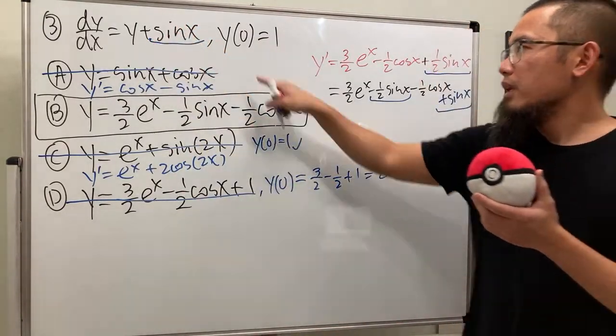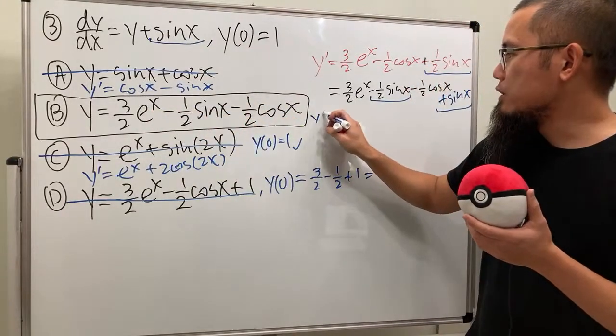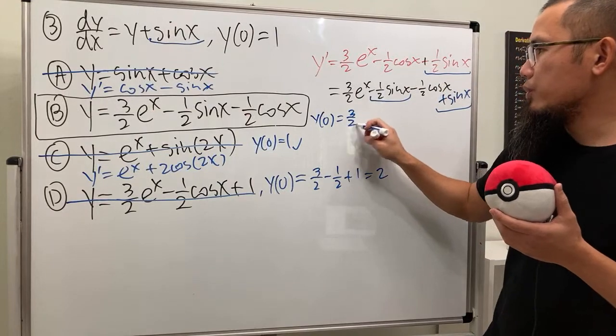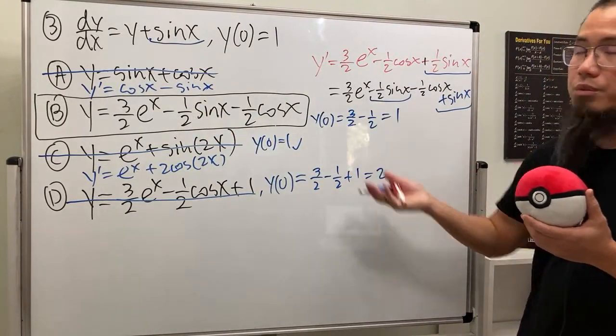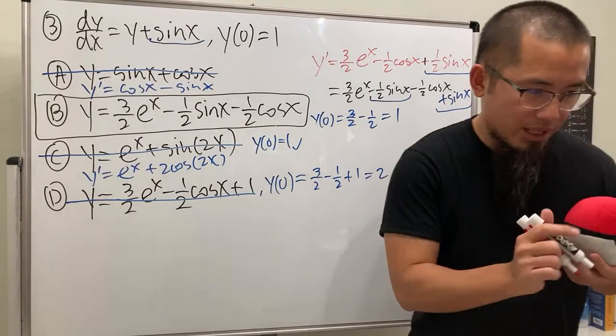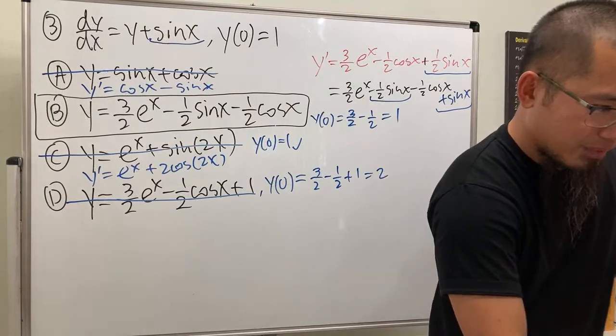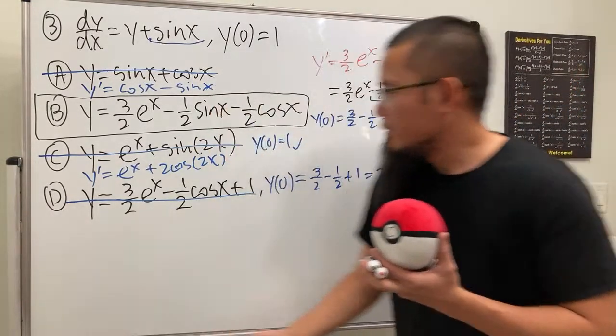But also, if you put 0 into here, here, and here, you will end up with y of 0 equals 3 over 2. That will be 0, and then you just have to minus 1/2. So this is also going to be 1. So B is indeed the correct answer. So that is that. Cool. Okay, so that's that.